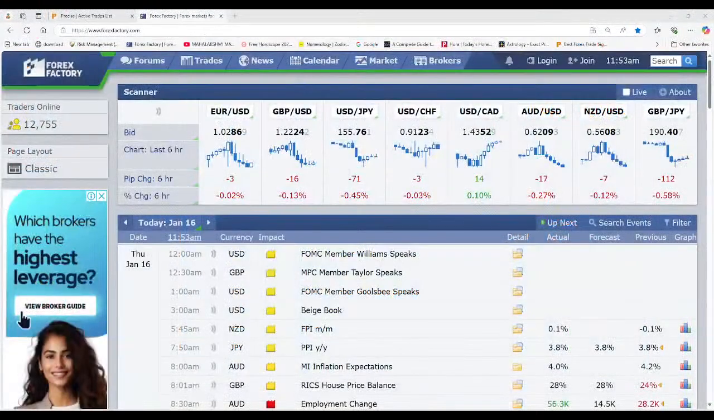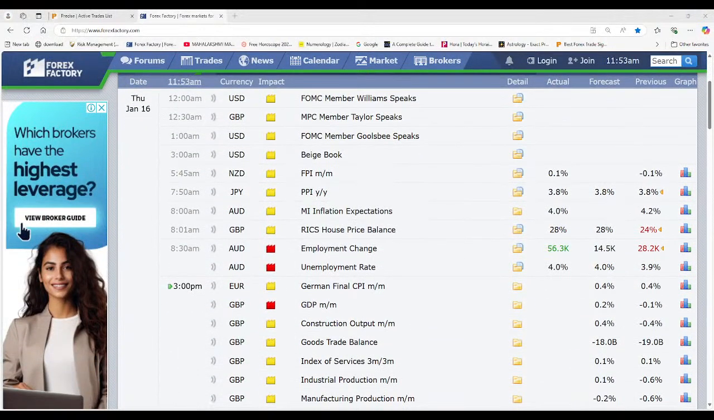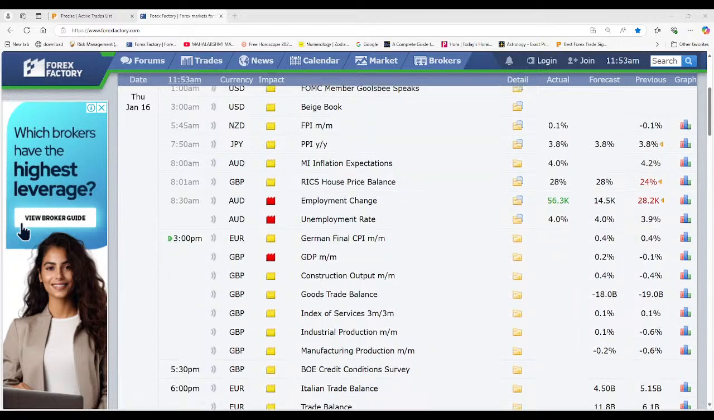Okay, the key data. This morning Australian employment change came out, and the data was exceptionally good. The forecast was 14.5, but it came out to be 56.3, and the unemployment rate was as expected at 4%.